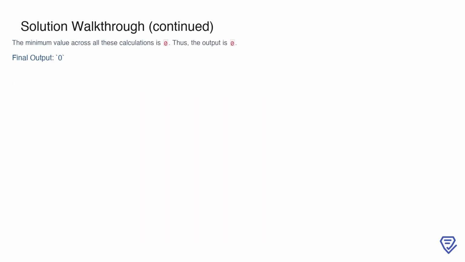The smallest value across all these calculations is 0, which means it is not possible to form the word balloon even once from the input string. Therefore, the output for this example is 0.